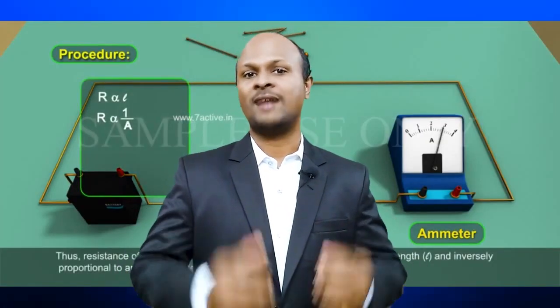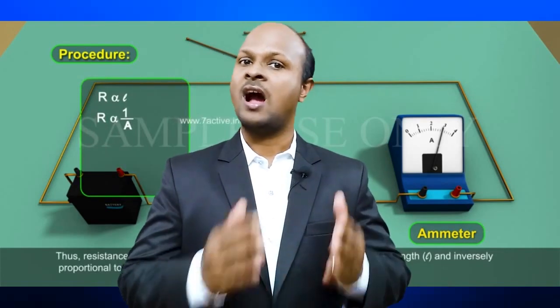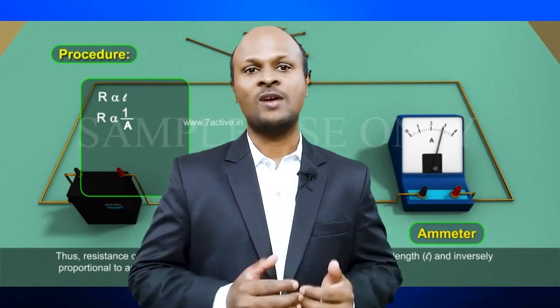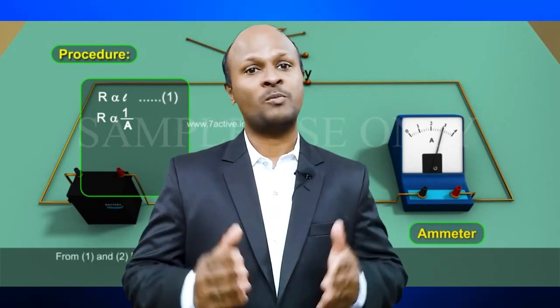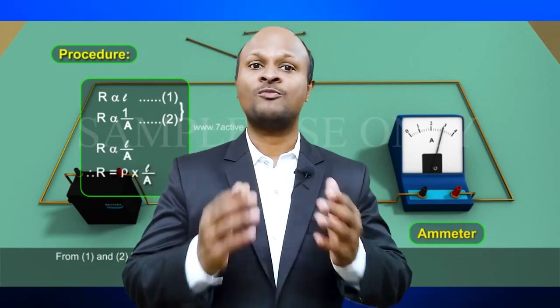The precise measurements have shown that the resistance of a uniform metallic conductor is directly proportional to its length and inversely proportional to the area of cross-section. Let the length be denoted by L and the area of cross-section by A. The resistance R is proportional to L and also inversely proportional to A, so R is proportional to L by A, or R is equal to rho L by A, where rho is a constant of proportionality called the electrical resistivity of the material of the conductor. The SI unit of resistivity is ohm meter. It is a characteristic property of the material.